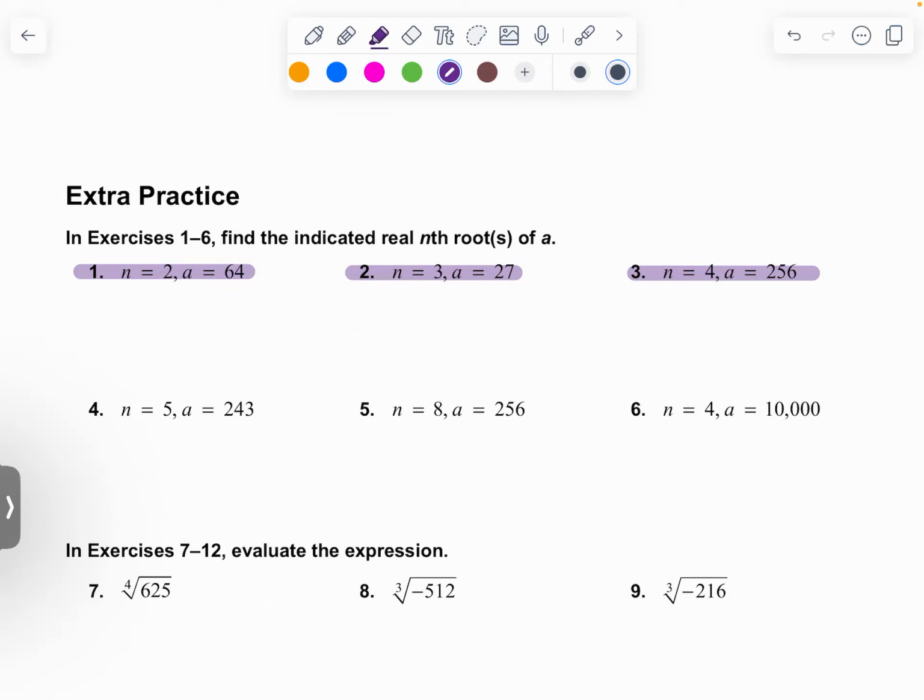If you would like to grab calculators to help you with this, go for it. Grab a calculator to help you.